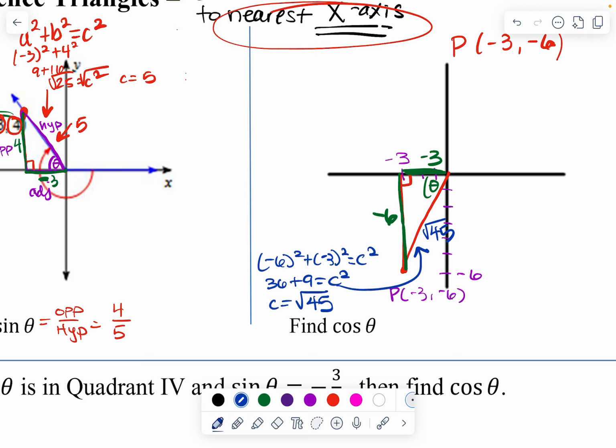So if I'm looking for the cosine, remember cosine is the adjacent over the hypotenuse. So from the angle, I'm going to label opposite, hypotenuse, and adjacent. So we know the adjacent side is -3, and the hypotenuse is the root of 45. I'm going to let you leave it just like that, unrationalized.